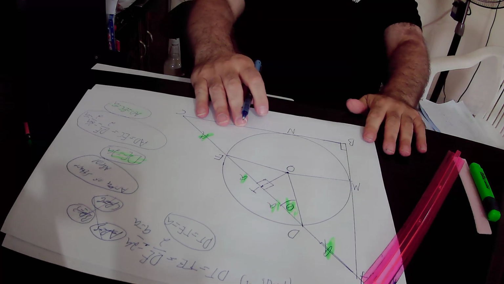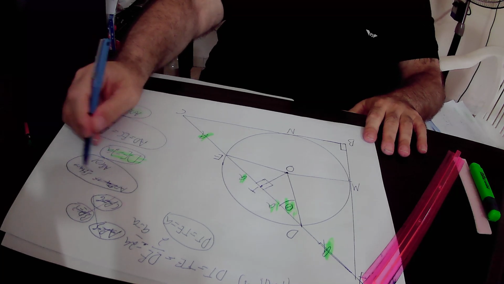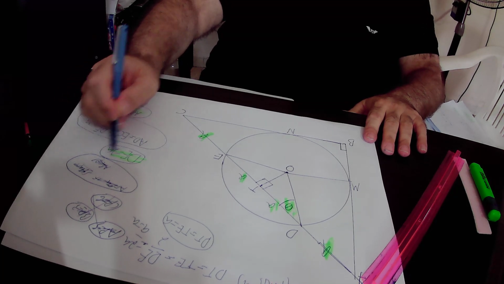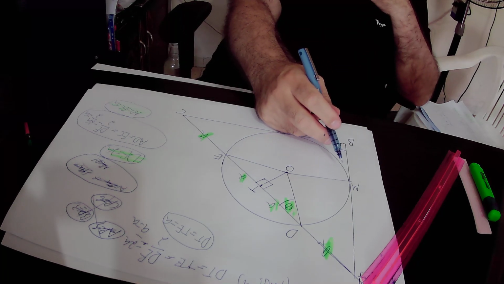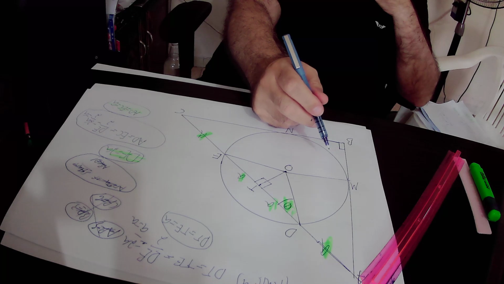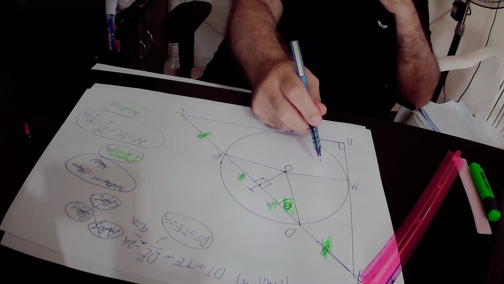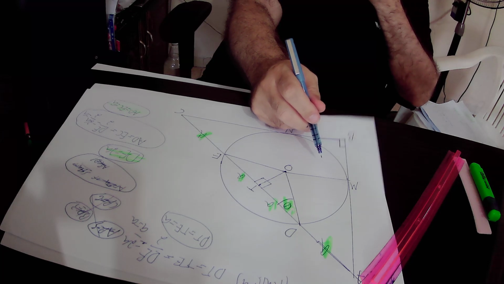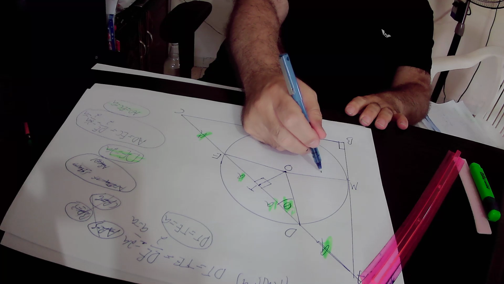So here point O is the center of the circle, point M is the point of the circle itself. Therefore, OM is the radius of the circle. We define the radius of the circle as R, so OM equals R.